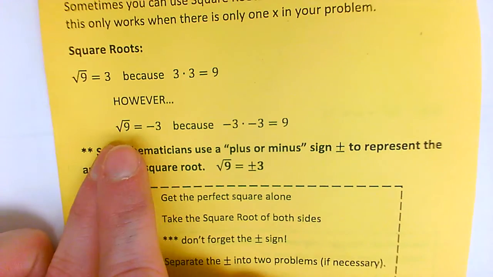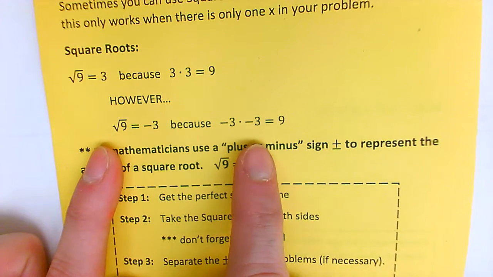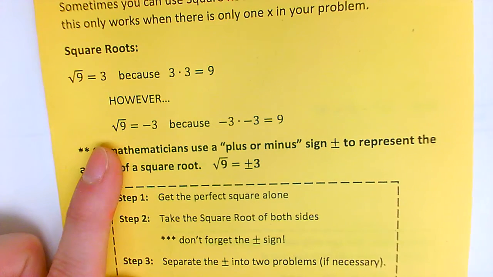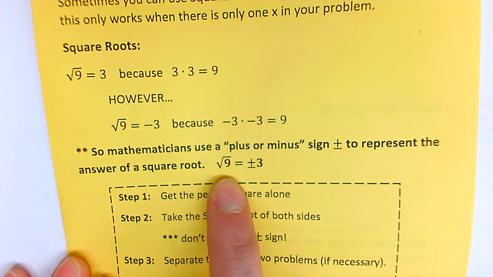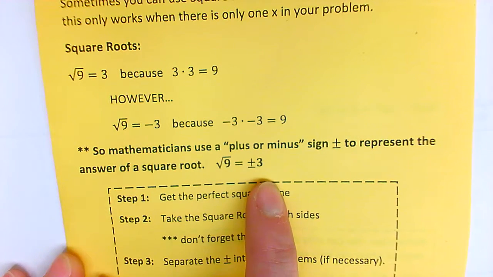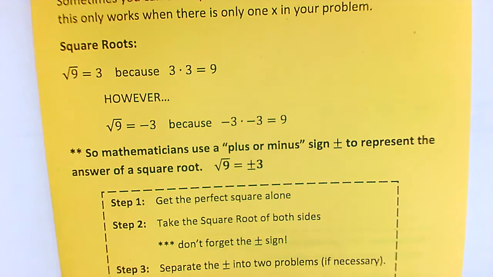However, the square root of 9 is also equal to a negative 3 because negative 3 times negative 3 also equals a positive 9. So really, the square root of 9 is equal to a positive and a negative 3. Now, mathematicians use this plus or minus sign, which just means there's a positive and a negative, just so that they don't have to write it twice.